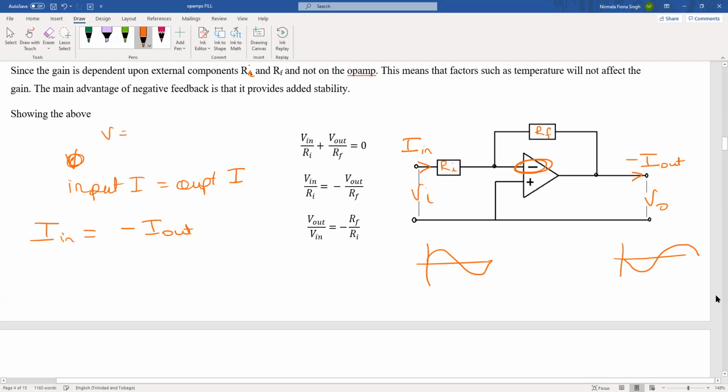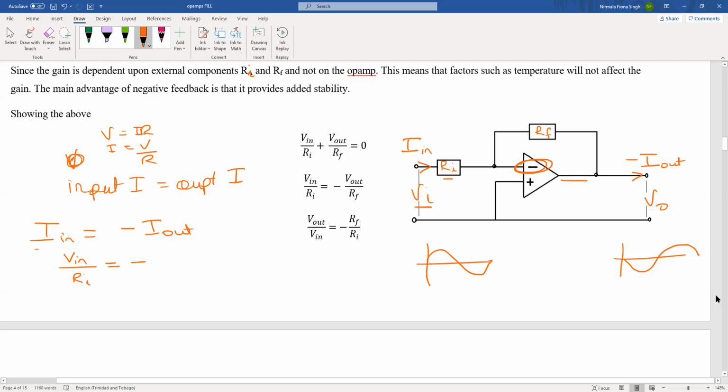We know V is equal to IR. So I is equal to V over R. Let's look at our input voltage, our input current. Our input current will be our input voltage divided by our input resistance. So you're going to get V in over Ri. So that's our input current. And this is going to be equal to our negative output current. And our negative output current is going to be what?